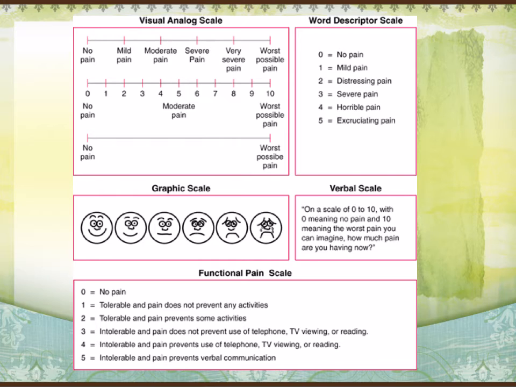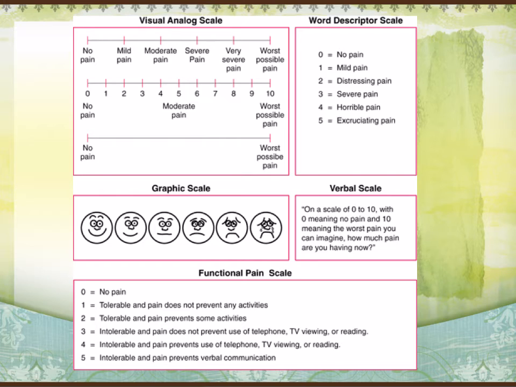Also, there is a word descriptor scale. Now there is a faces scale. Faces scale is, you will see all around on the hospital floors all these pain assessment scales posted, and it's very clear. I think faces scale is very good for people who cannot understand English or the language we are speaking. We can show them these pictures. Verbal scale is almost the same thing.